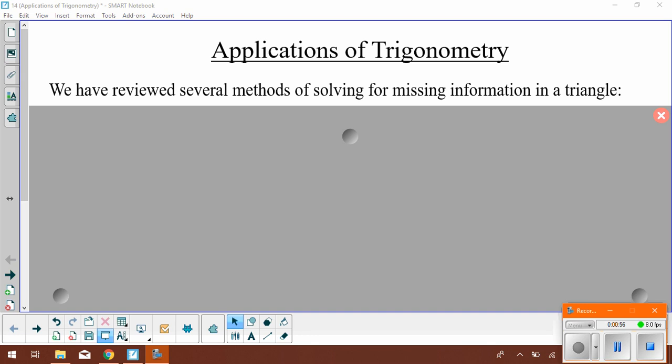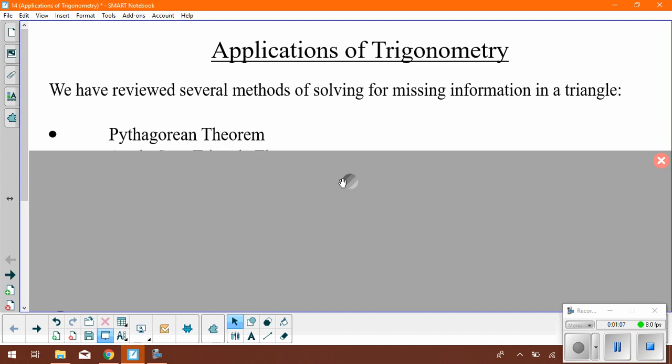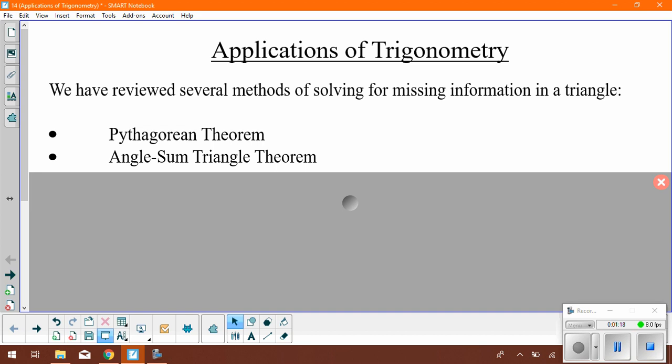Okay, so this first part is just a list. Just to recap, here are the different things we've learned about or reviewed. The first thing that came up, and that was all back in the measurement unit, was Pythagorean theorem, which is a method for solving for information in a right-angled triangle.